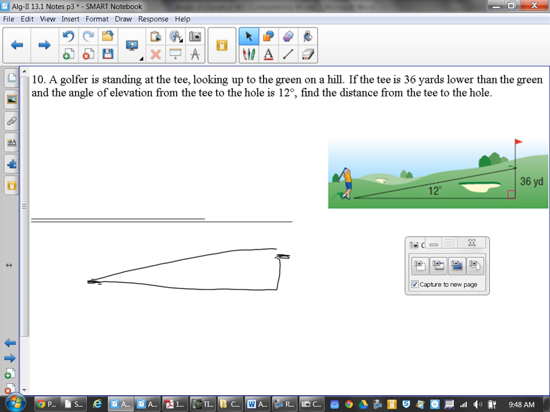So in this example, what trig function are you going to use? Sine. Good. Now, just remember, every once in a while you're going to get a different value. So sine of 12 is 36 over x. What do you do when your variable is in the denominator? Do you remember? Just flip-flop them around.